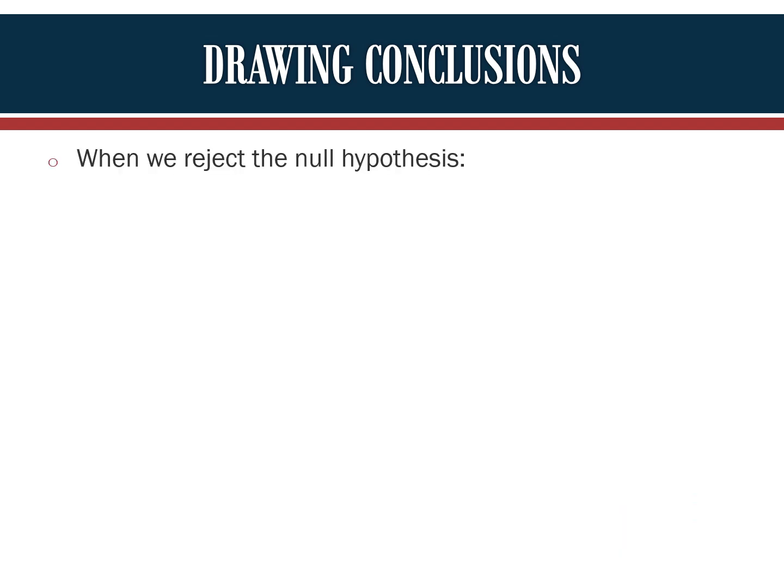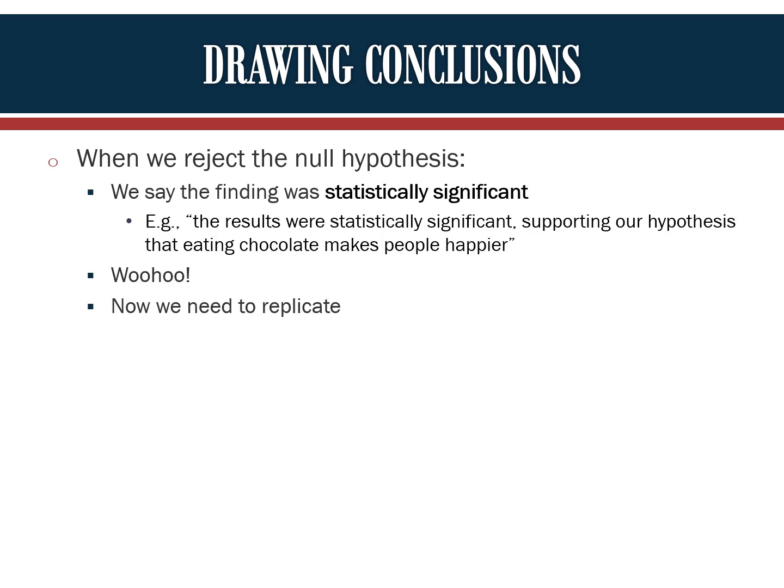Now, when we reject the null hypothesis, when we decide, okay, it looks like there's a real effect, we then say that the finding was statistically significant. So for example, in our chocolate and happiness example, the results were statistically significant, supporting our hypothesis that eating chocolate makes people happier. Now, usually when we do research studies, we typically kind of secretly want to show that there's a real effect, right? So our personal hypothesis is usually that there's a real effect. That's usually pretty exciting. But again, like we just talked about, there's always that 5% chance that it really just happened by accident.